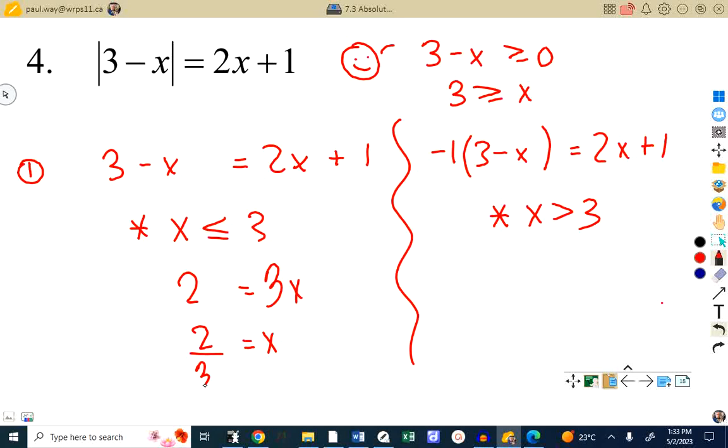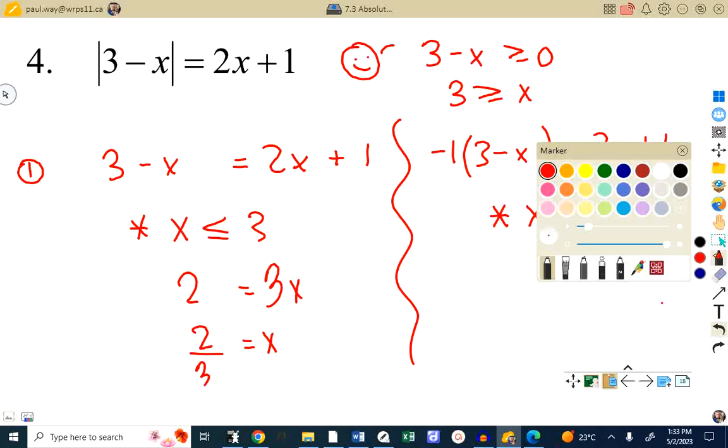I'm getting 2/3. Can anybody agree with that? Okay. Is 2/3 a number that is less than or equal to 3? Definitely. It's a solution.